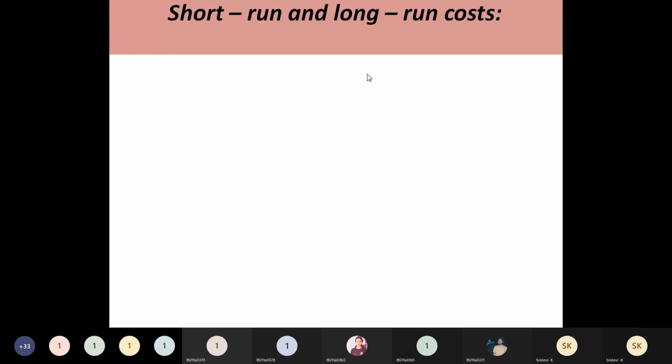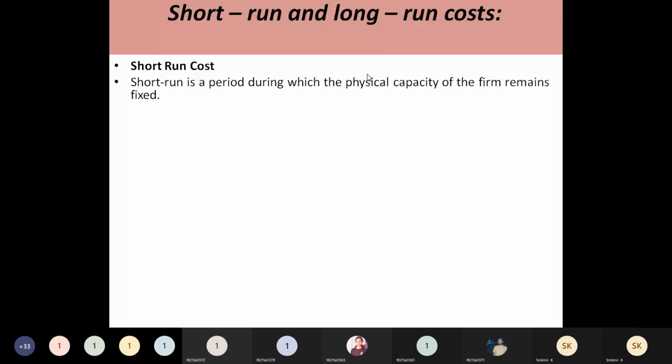First, let us discuss the short run and long run costs, because this is most important to divide the costs. So what are the costs that are going to be included in the short run? A short run means a short period, within 1 year, where you cannot increase the physical capacity of the firm, plant, or production unit. So that capacity will be fixed.